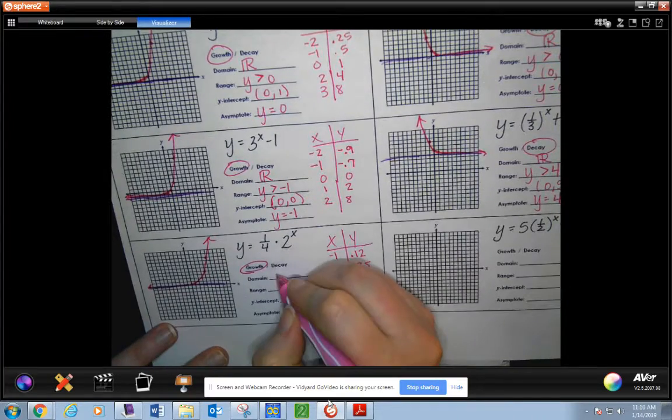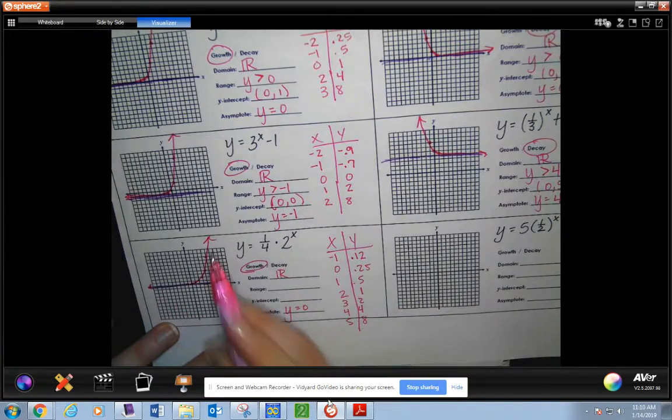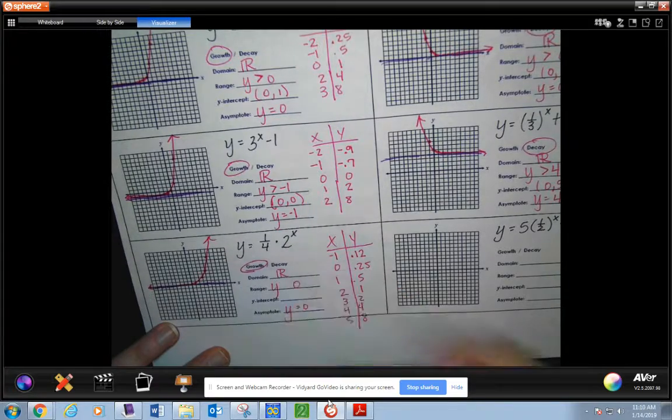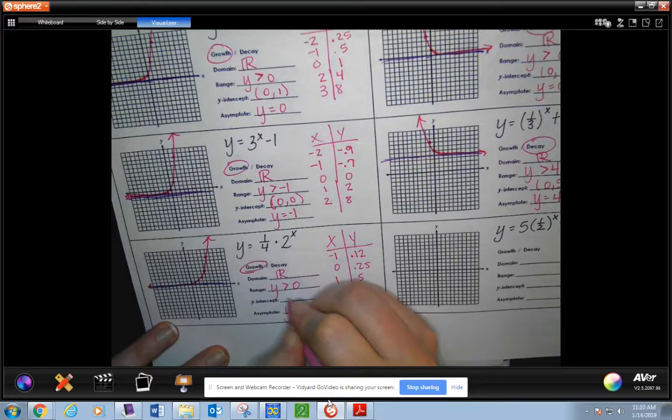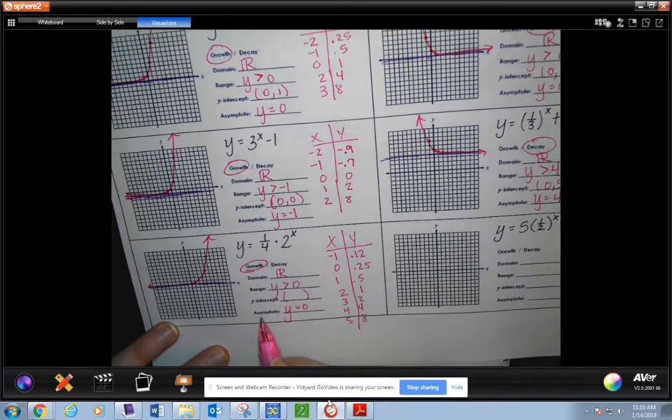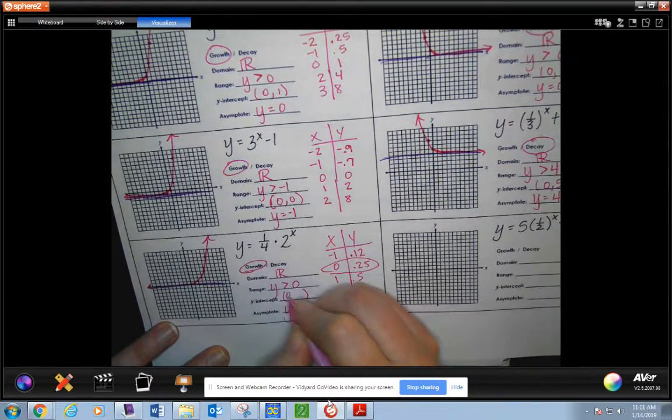Okay, I know my domain is all real numbers. It's going left forever, it's going right forever. My range I pull from my asymptote, and it is greater than 0 because the graph is going up. And this time, you might want to use your table for your y-intercept. Your y-intercept is 0 and 0.25.